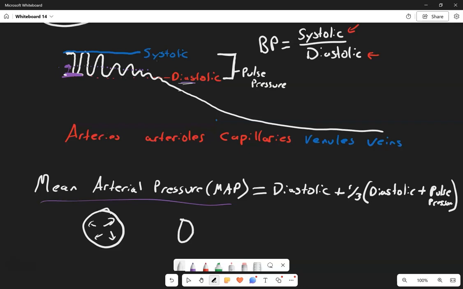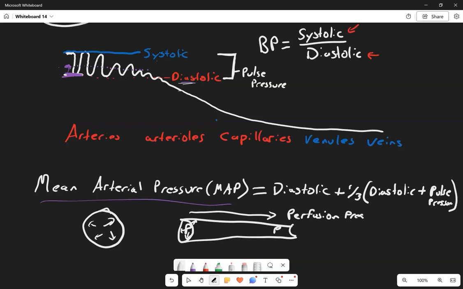So when we talk about blood flow through our tubes, remember we have a pressure here. That's that pressure that we're talking about. And we have a pressure down here. Those pressure differences that we talk about, remember, that is our perfusion pressure. And that perfusion pressure will start to have implications on blood flow through our tubes or through the circulatory system.